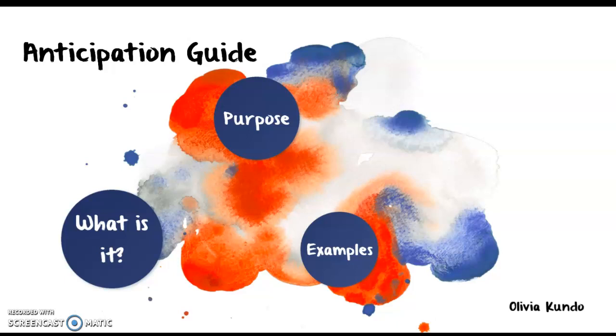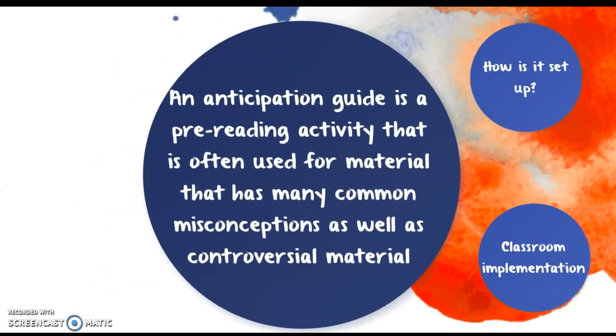So starting off with anticipation guides, let's take a look at what they are and what their purpose in the classroom is. An anticipation guide is, like I said, a pre-reading activity that would be used most commonly for materials that would either have many misconceptions that students may have about the topic, or that has to do with controversial material, something that students may have differing opinions about. It's an activity used to get students thinking about different topics and different ideas before you get into them in the actual text.